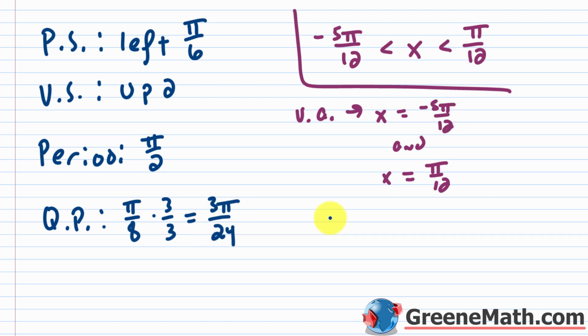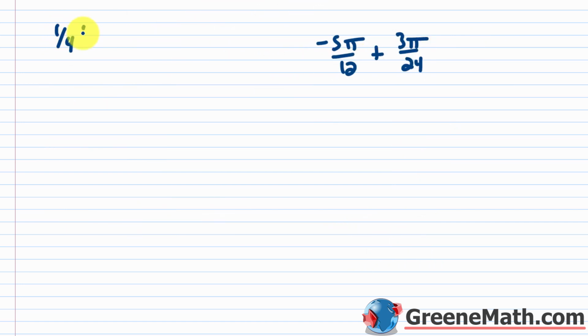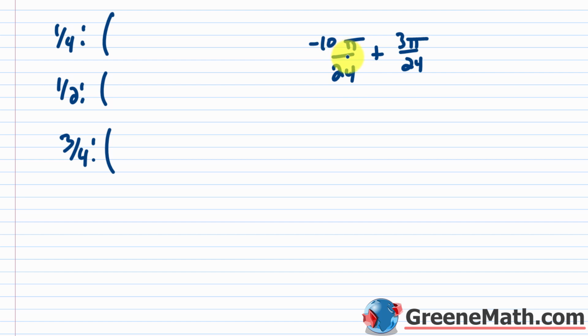So let's go ahead and say that we want negative 5 pi over 12 plus 3 pi over 24. And there's no room there, so we'll just do it here. And let me write this stuff up. So for the first quarter, halfway, and then 3/4. Let me set this up like this. So the x value for this first quarter would be done here. So let me multiply this by 2 over 2. That would give me negative 10 pi over 24, just getting a common denominator. So negative 10 pi plus 3 pi, that's going to give me negative 7 pi. And then this is over 24. So that's your x value there. So negative 7 pi over 24.